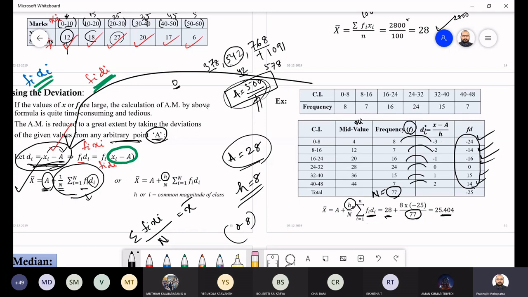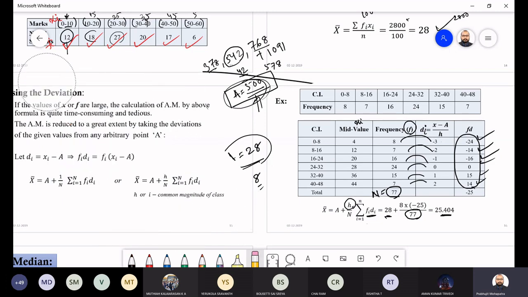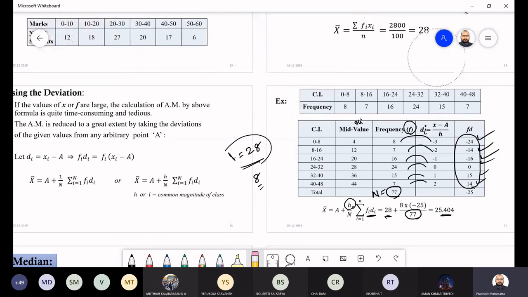If it is discrete data, then no need to do anything else. Just take an arbitrary point A, then you shift everything according to that point. You find the di, you multiply with the frequency, then you take the sum of fi di divided by n, and you add your origin.